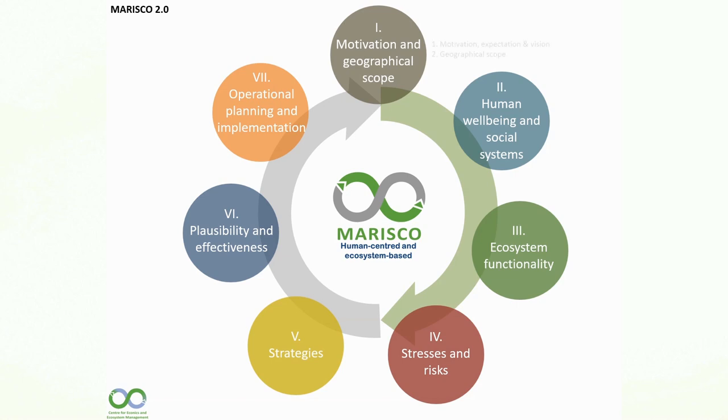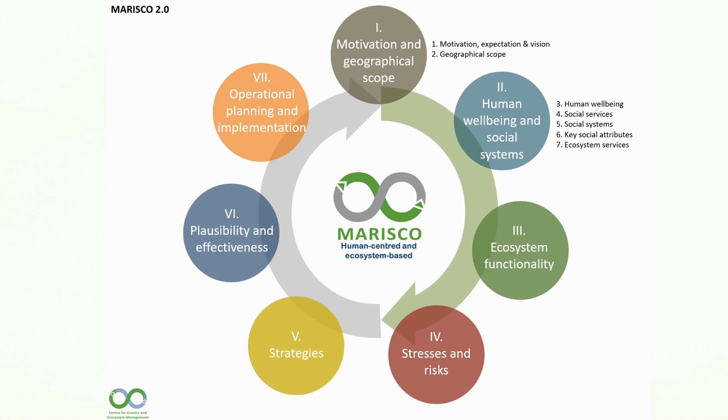During phase 1, the expectations for the application and the motivation to carry it out are recorded. Furthermore, the geographical scope of the analysis is defined and an initial management vision for the study area is formulated. In phase 2, the focus is on people. The starting point of the analysis is human well-being, which is influenced by social services, which in turn are provided by social systems. At the conclusion of this phase, ecosystem services that also contribute to human well-being are identified.